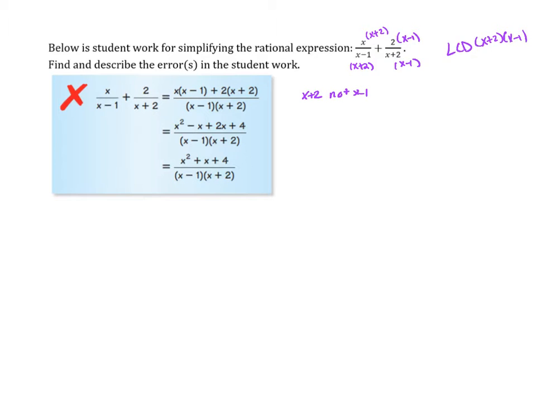So some sort of way of explaining that this should not be x minus 1 and this should not be x plus 2, and that they should be switched, is how you should have explained this problem.